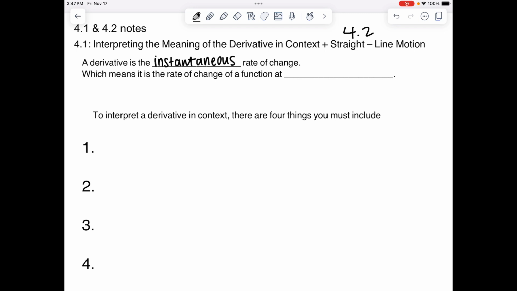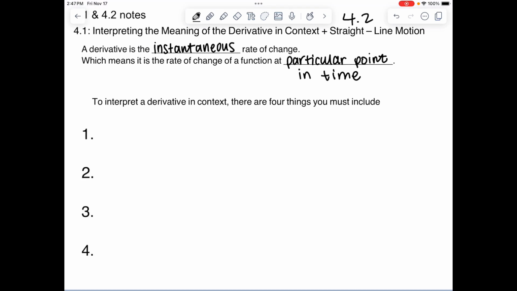And so we've used that language, we haven't used it in a little while, but the derivative is the instantaneous rate of change. So if anybody ever asks you to find the instantaneous rate of change, they're asking you to find the derivative. And what that means is it's the rate of change of a function, but it's at a particular point in time. So for example, average rate of change is over an interval of time versus an instantaneous rate of change is happening at an exact moment in time. And so what we're going to learn how to do today is how to interpret a derivative in context, how to explain what it actually means.